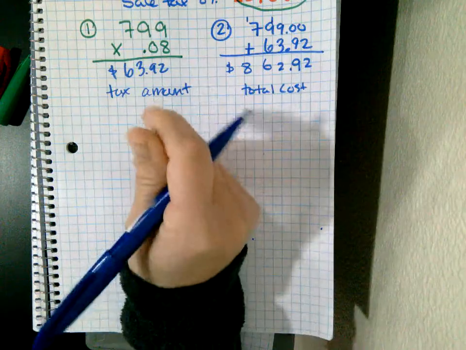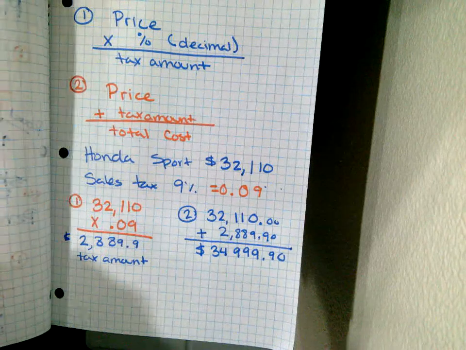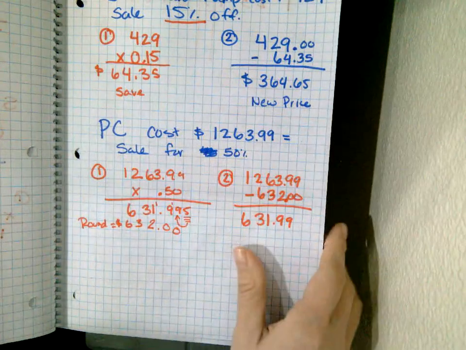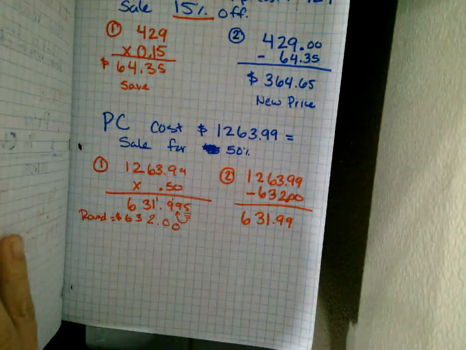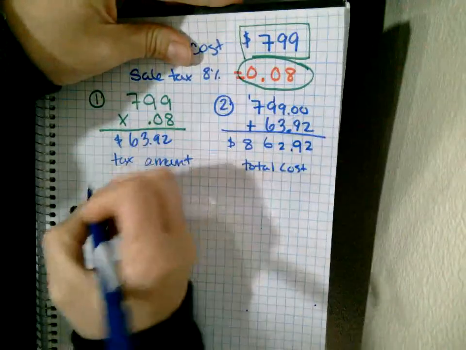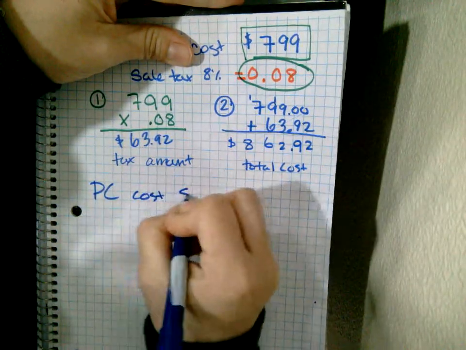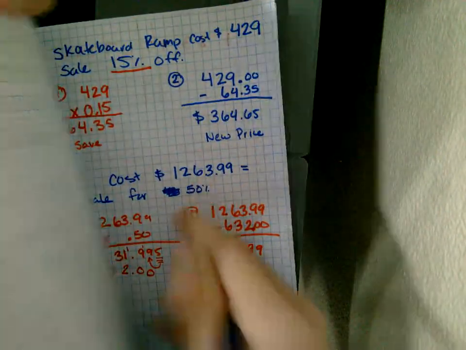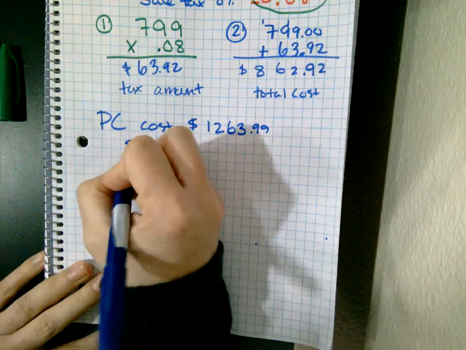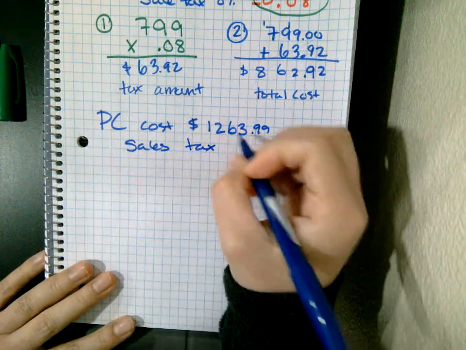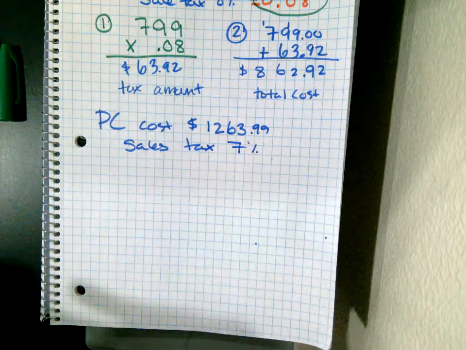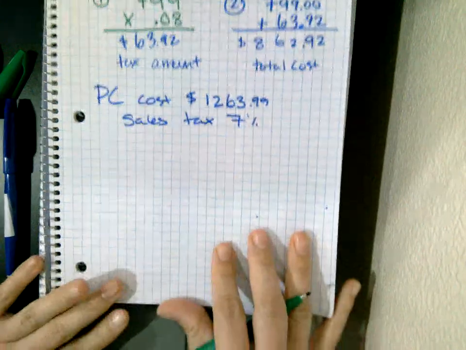All right, what's something else that you guys like to buy? What did we buy last week with the discount? Oh, we bought it. Okay, let's see. Let's do this PC. This PC cost $1,063.99. And we have a sales tax of, let's say, 7%. Let's say we go to a city that has a very low tax rate of 7%. All right, let's do the math.